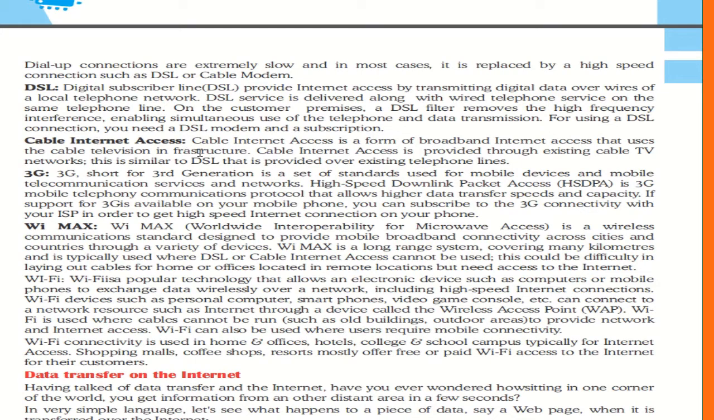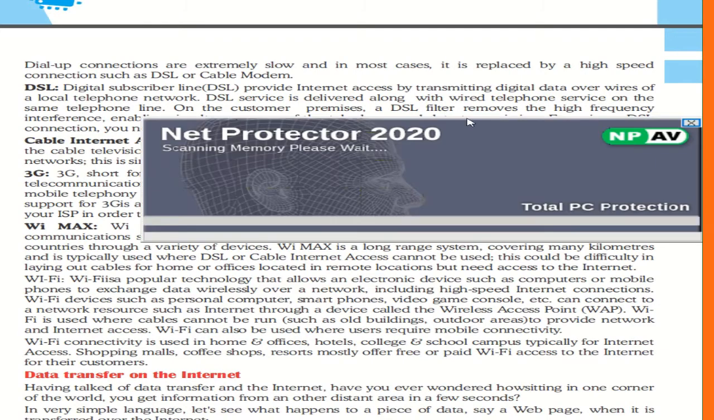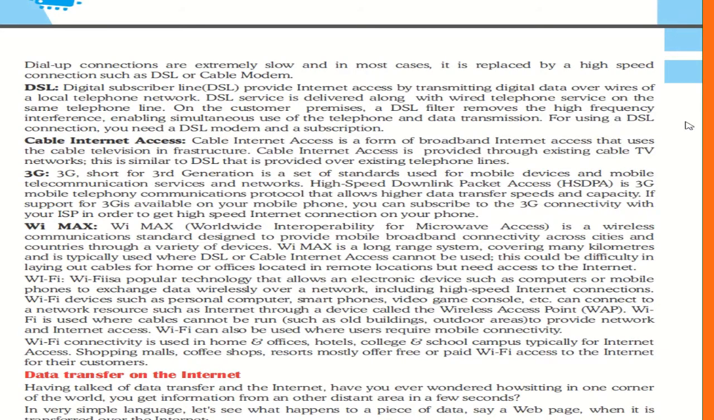Next is cable internet access. Cable internet access is a form of broadband internet access that uses the cable television infrastructure. Your cable internet access is provided through the existing cable TV network. This is similar to DSL, which is provided over existing telephone lines.